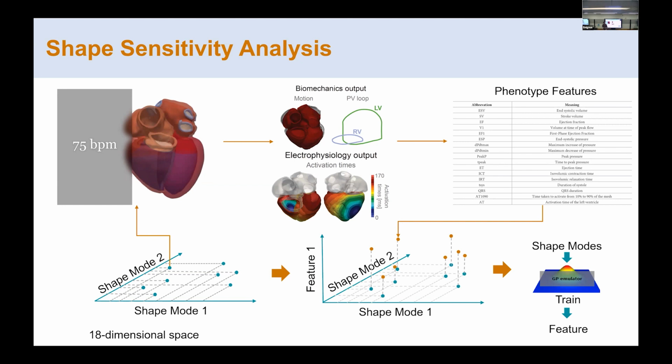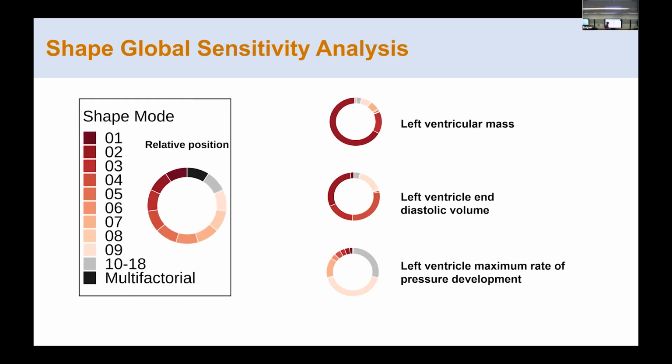So we train a GPE which takes in shape mode weights as the input and has one of these features as the output. Again, following a relatively standard procedure, that allows us to do our sensitivity analysis and look at what effect these different shape modes have on different types of functions. Left ventricular mass is highly dependent on mode 1, which in these problems often describes the size, whereas other features such as the rate of pressure development are highly defined by mode 9. That's a much higher mode, showing that there are some subtleties in the shape variance which don't explain a lot of variance in the shape, but are very important for explaining function.